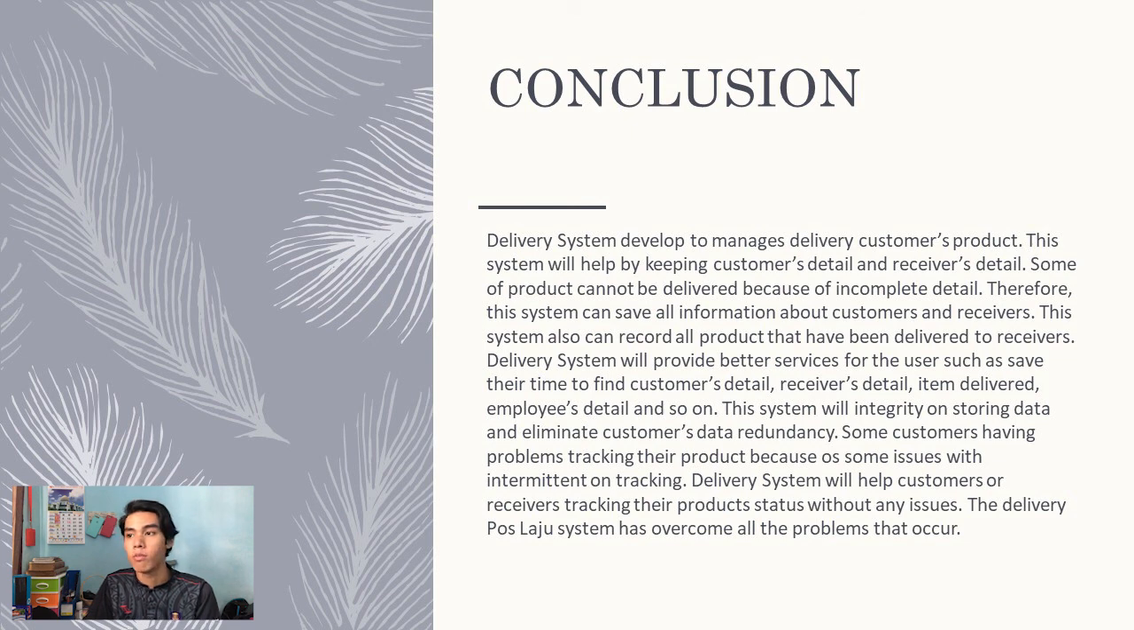The delivery system also will provide a better service for the user, such as saving their time to find customer detail, receiver detail, product detail, employee detail, and so on. The system also will maintain integrity of stored data and eliminate customer data redundancy. Some customers have problems tracking their product because of some issues with intermittent tracking. This system will help customer or receiver track their product status without any issues.